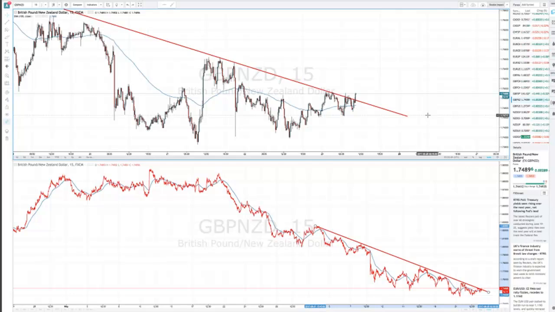Sorry, I'm just putting in a trade right now. One second. I'm going to place my stop beneath this level, 1.7440. It's about 50 pips away. Let's see how this plays out.